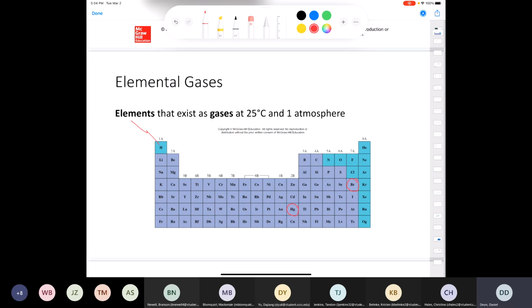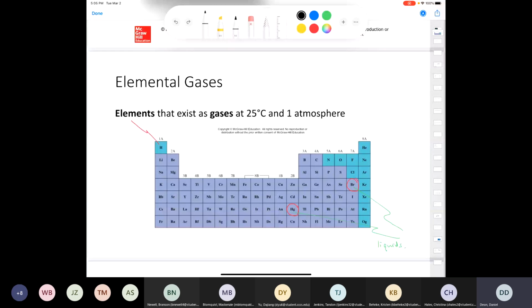Now, you probably noticed that I have two elements here circled in red, and that's because bromine and mercury are actually liquids at room temperature. And that means that everything else, all of these other elements here, these are all solids at room temperature. And so you can see that most of the periodic table is in fact solids, and very few elements are gases. Something else you should know is that some of the gases are diatomic.